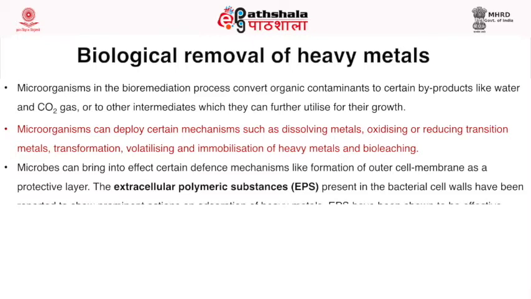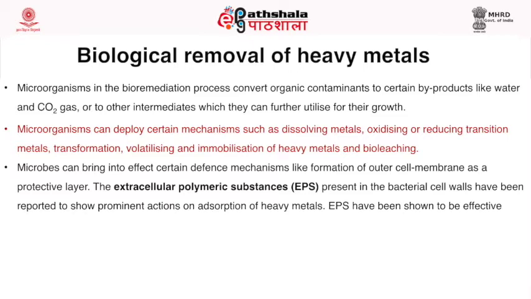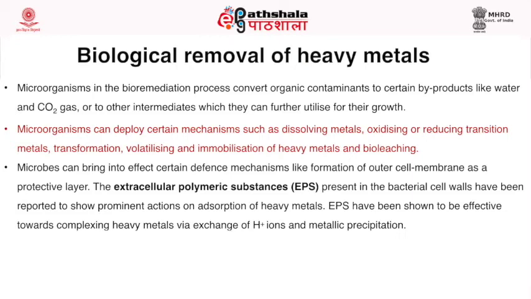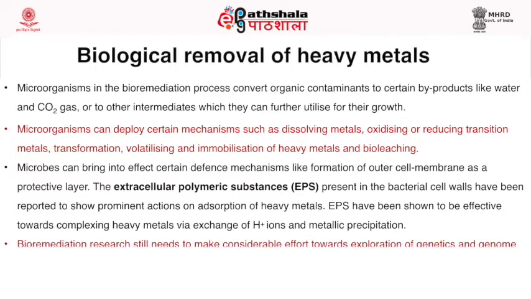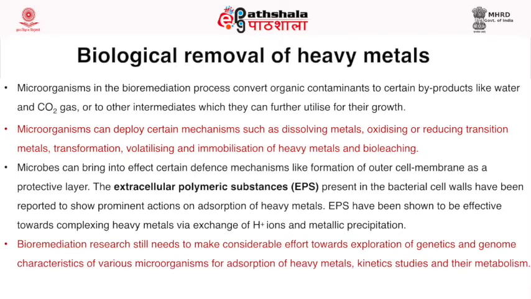The extracellular polymeric substances, called EPS, present in the bacterial cell walls have been reported to show prominent actions on adsorption of heavy metals. EPS have been shown to be effective towards complexing heavy metals via exchange of hydrogen ions and metallic precipitation. Bioremediation research still needs considerable effort toward exploration of genetics and genome characteristics of various microorganisms for adsorption of heavy metals, kinetics studies and their metabolisms.